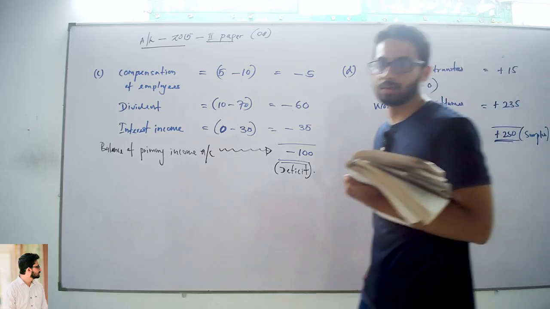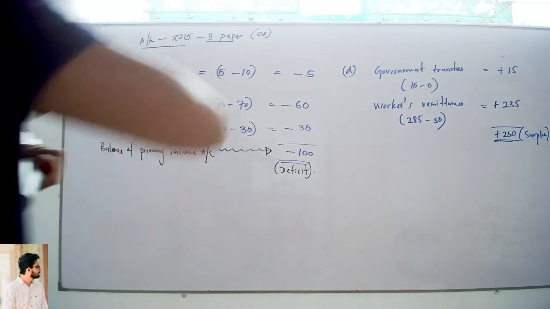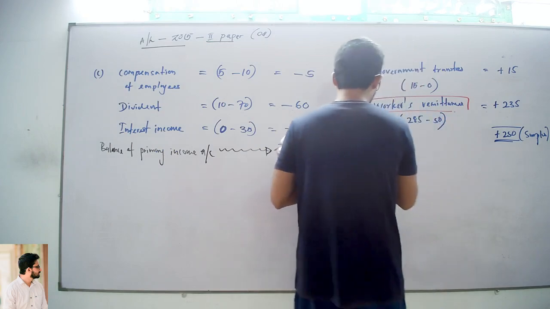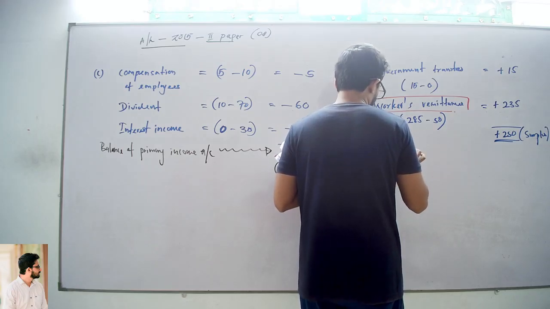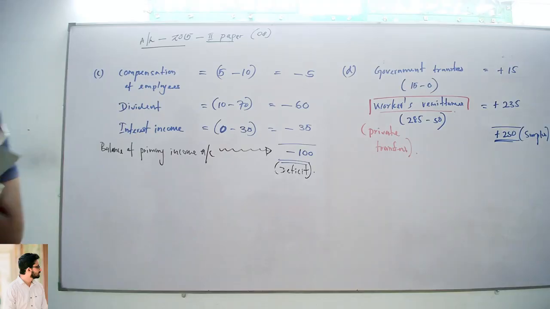Normally, practically in our Sri Lankan balance of payments, yes, we have a surplus value for the secondary income account, especially due to these workers' remittances. Workers' remittances are also called private transfers.